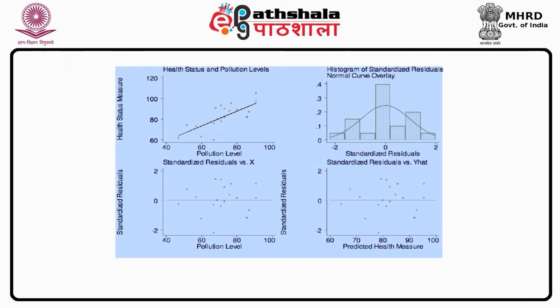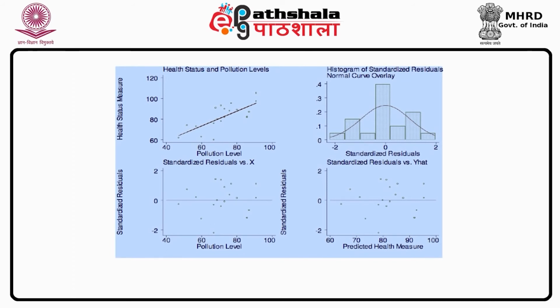So on the next slide, we see the relationship between health status and pollution in 20 geographic areas. So we have in the first plot plotted the y variable against the x, where the y variable is the health status measure and the x variable is the pollution level. If we look at the scatter plot, we see that there is a clear linear trend without any apparent pattern. So a potential linear relationship exists between the x and y, and it can be fitted using the linear model.